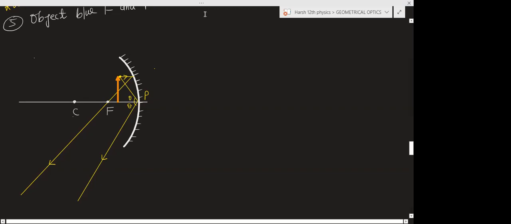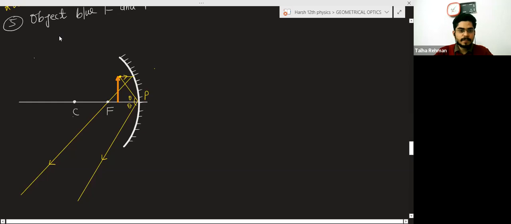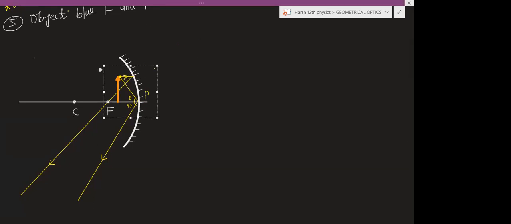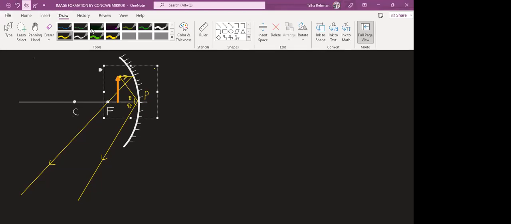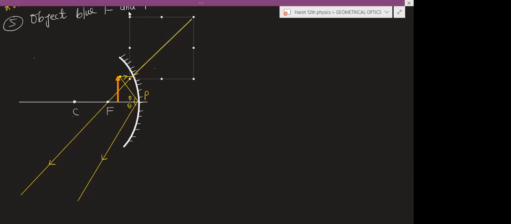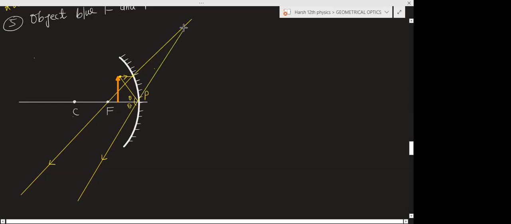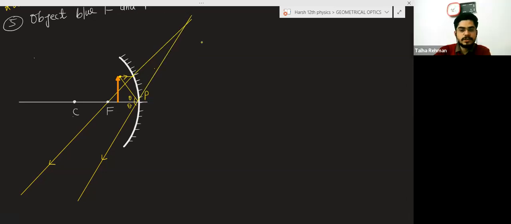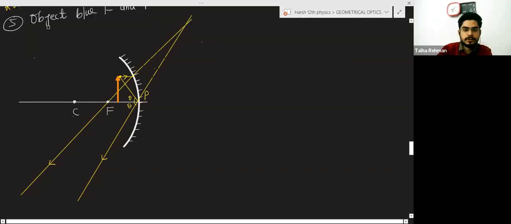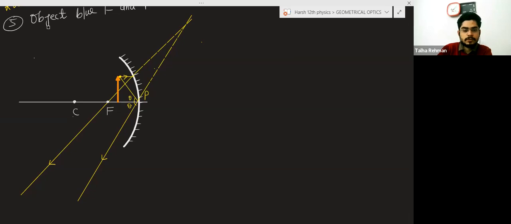So what we will do? We will produce these rays backward, like this. Somewhere here these rays will meet. Your virtual image. Obviously the image will be virtual.